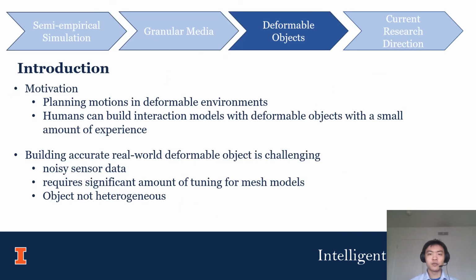Next, we move on to the second project of modeling deformable objects. The motivation behind it is that we want to plan motions in deformable environments. Humans are very good at building these kinds of interaction models with different objects, and we only need a few touches with an object to predict how much force we're going to experience when we interact with it. And we want to give a robot the same kind of capability.